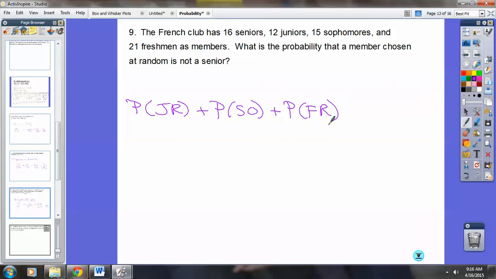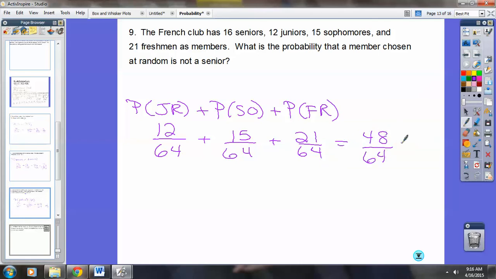How many juniors are there? 12 out of 64. Plus sophomores, 15 out of 64, plus freshmen, 21 out of 64. So 12 plus 15 plus 21 is 48. Right, 48 out of 64, which can be simplified to 3/4.